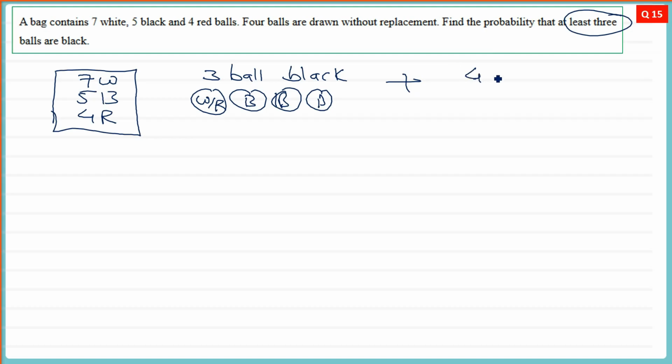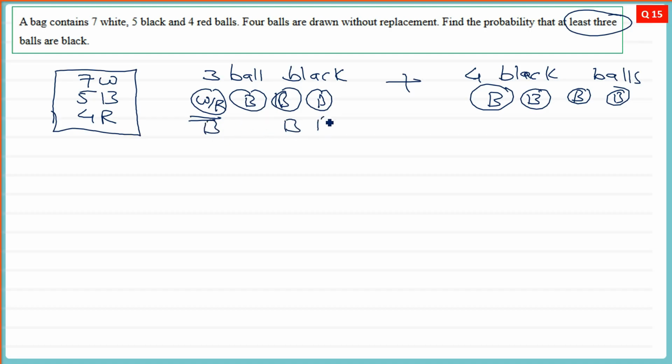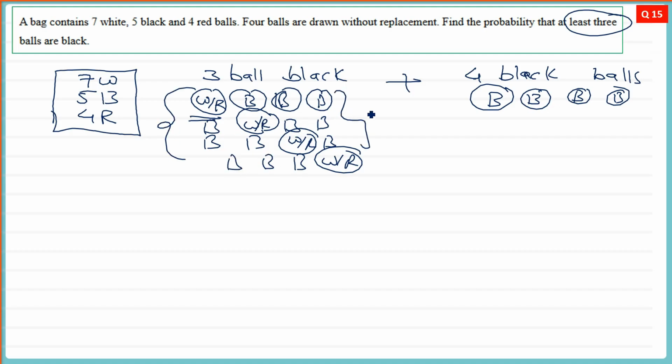Now 4 black can also come, at least means 4 also can come. So 4 black balls, black, black, black, black, all of them should be black. Now this first one can be white or red, the other three can be black balls, or you can have first black, second white or red, then black, black, or first black, second black, then white or red, and then black, or first black, second black, third black, and the fourth one any of white or red. So these are the 4 different probabilities. You have to just multiply and add.